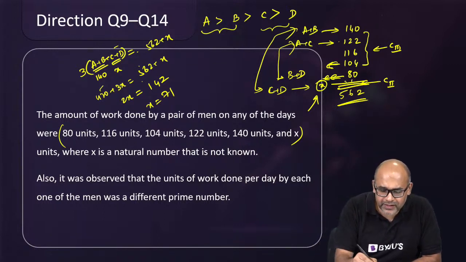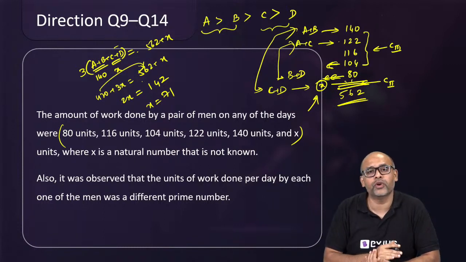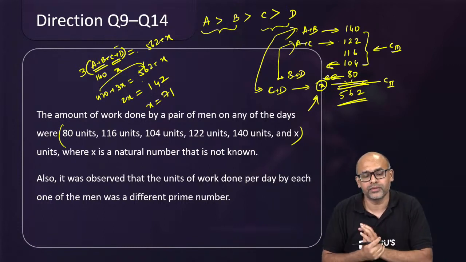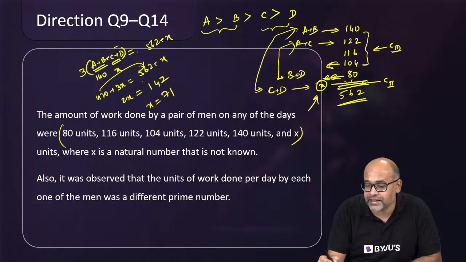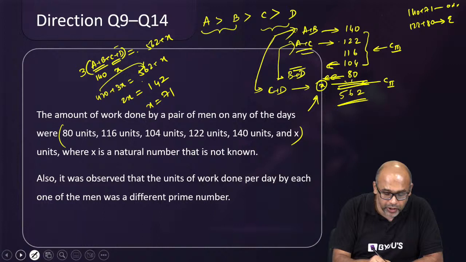How to X? This is going here. 562 minus 420 is 142 only, na? Piyush? So now you'll again see that case 2 is not possible because ABCD in this case 140 plus 71 is odd, and ACBD 122 plus 80 is even. It will not be equal. So case 2 is also disproved.